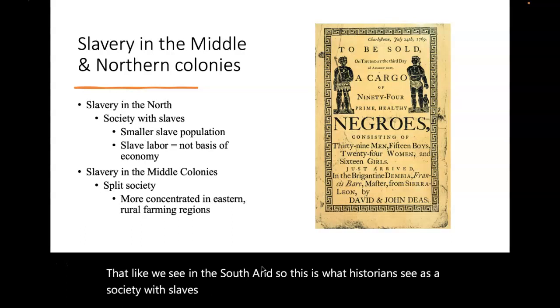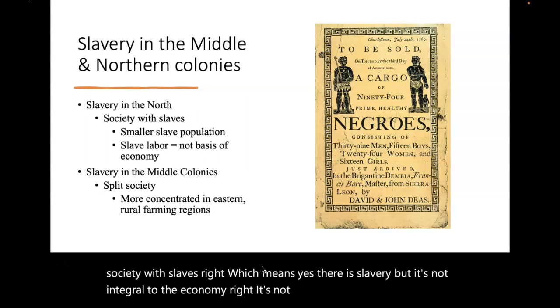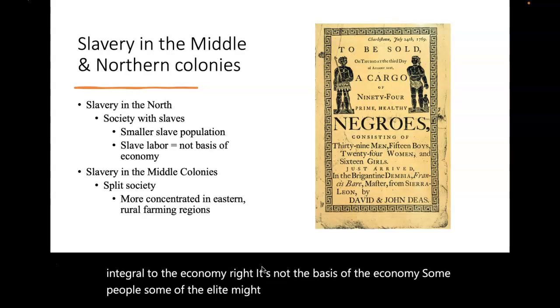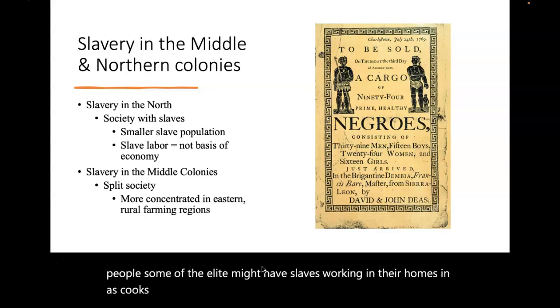Which means, yes, there is slavery, but it's not integral to the economy, right? It's not the basis of the economy. Some of the elite might have slaves working in their homes, as cooks, as nurses or nannies, but it's very few and far between.